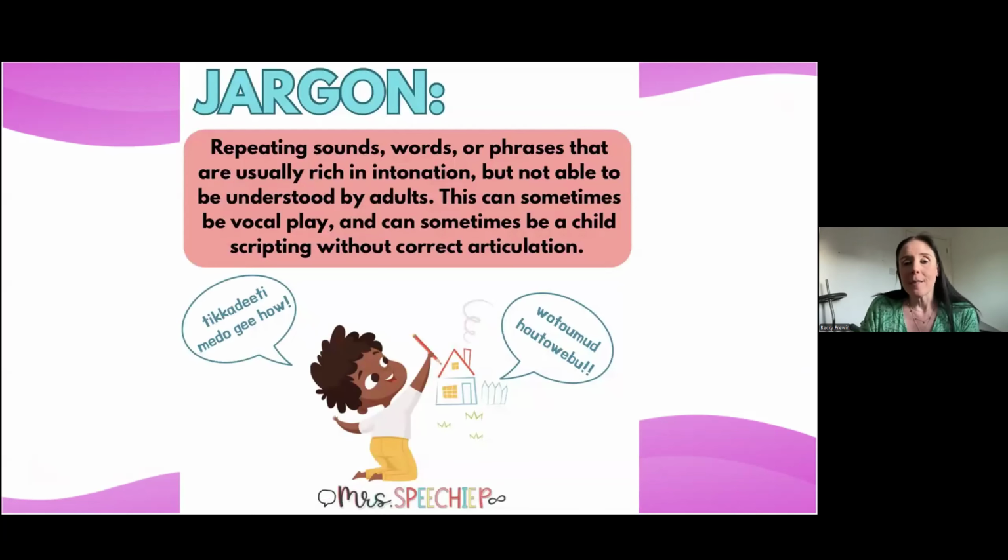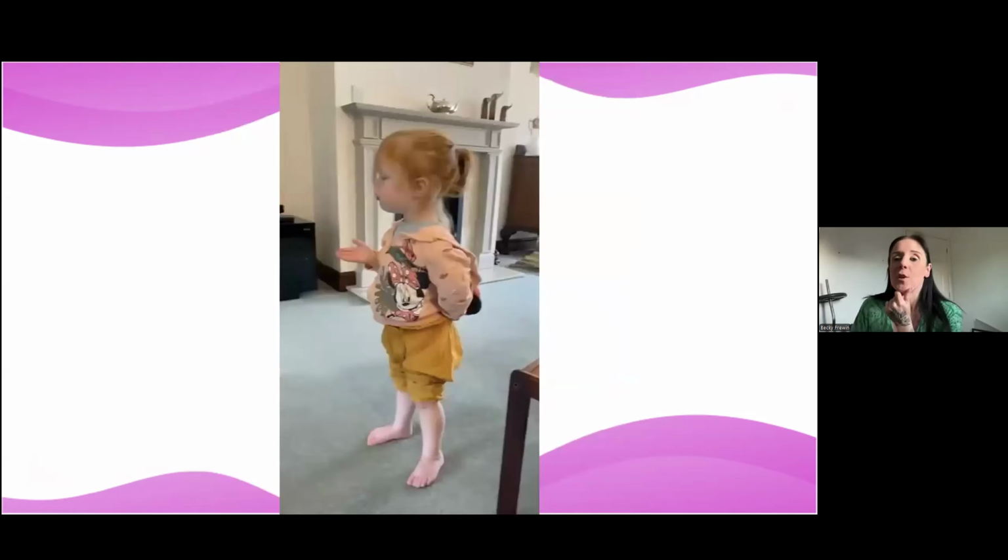The other thing that we see in echolalia is a jargon where children will repeat sounds, words, or phrases that are usually very rich in intonation, but they're not able to be understood by adults. So it can sometimes be vocal play in a more typically developing child or a more analytic language development. But sometimes it can be some scripting. And I've actually got a video of a little lady who is doing just that here. You'll hear the odd intelligible word, but largely around it, there is an awful lot of jargon. So have a little listen to this little girl and see what you think.